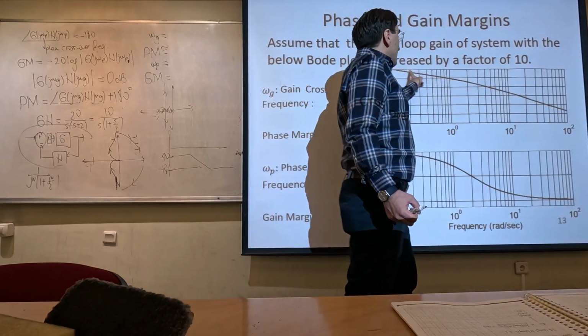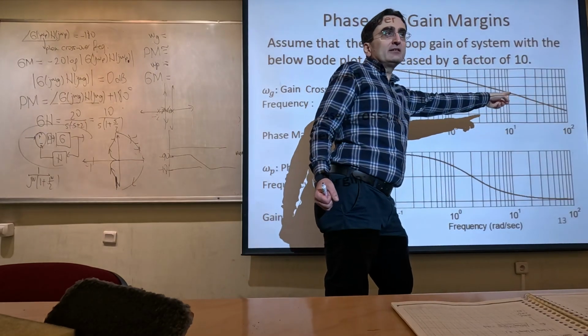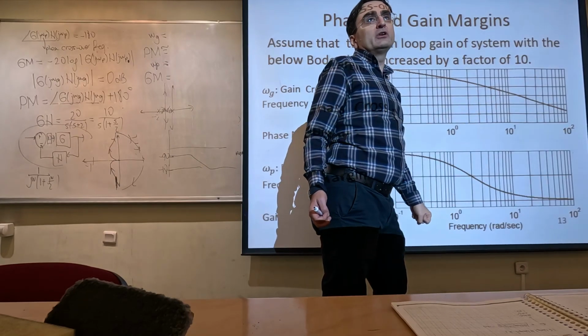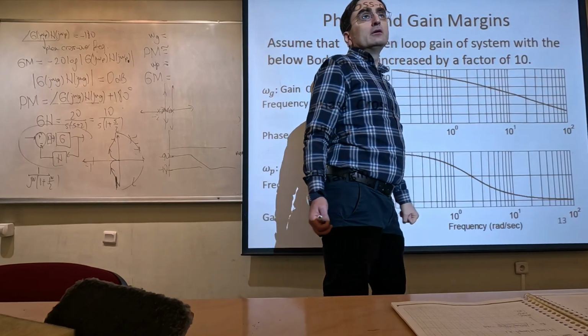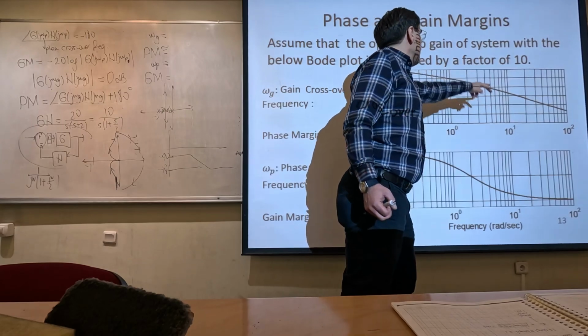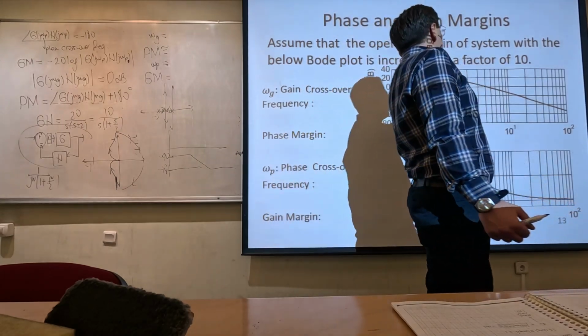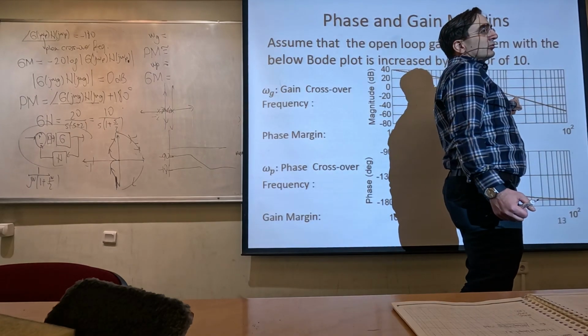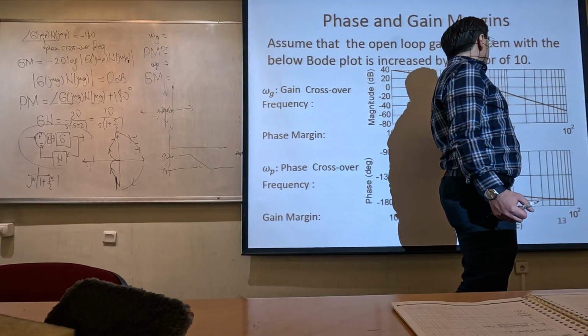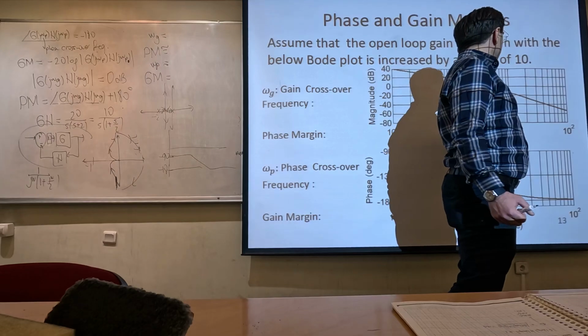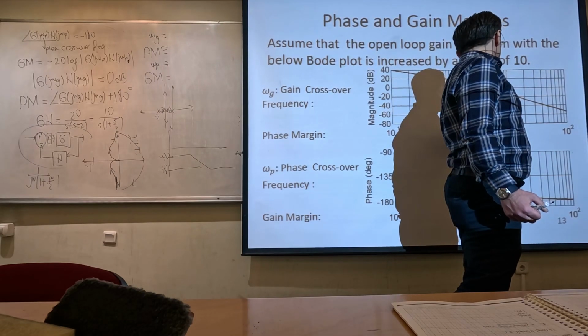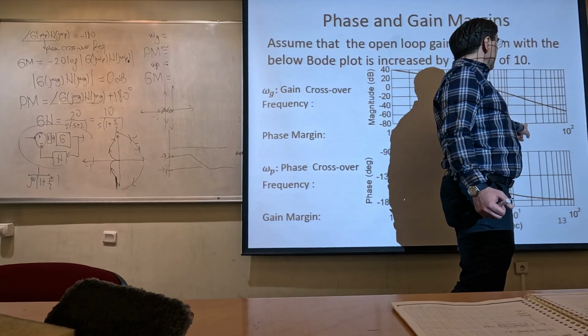Or if I want to use this curve instead, I need to look at the crossings of which line? With this one. I need to look at the crossings of this line with minus 20. So I see that the minus 20 dB line here crosses this right in the middle of 1 and 10. What is this?